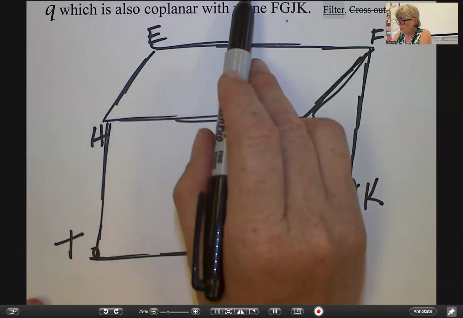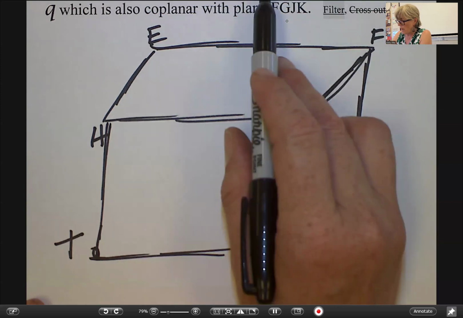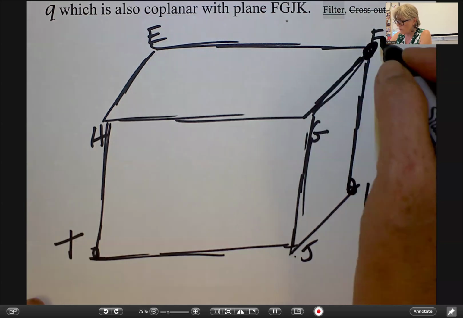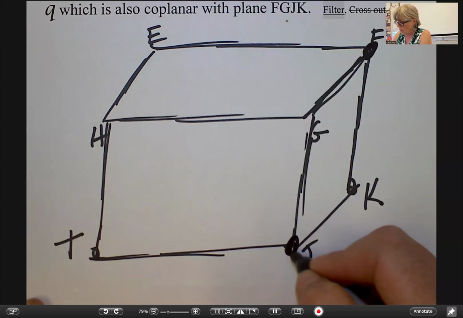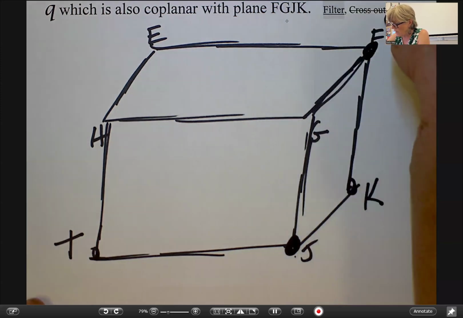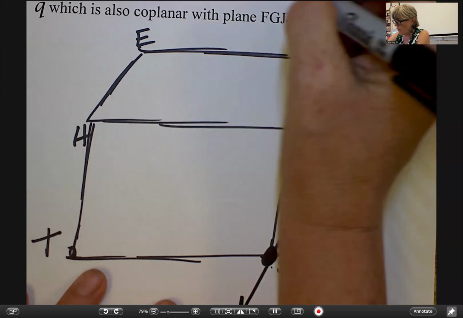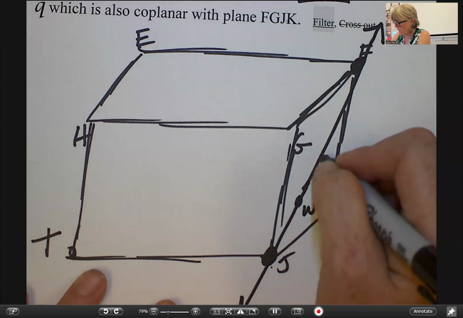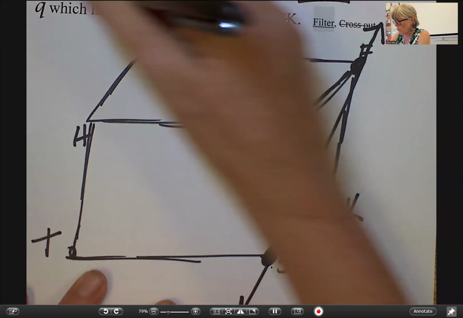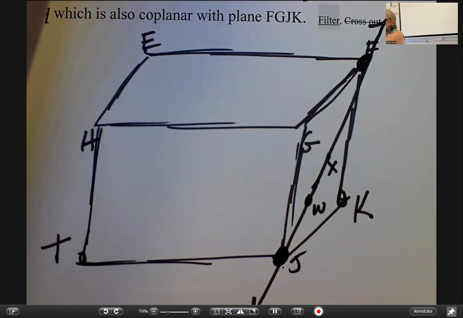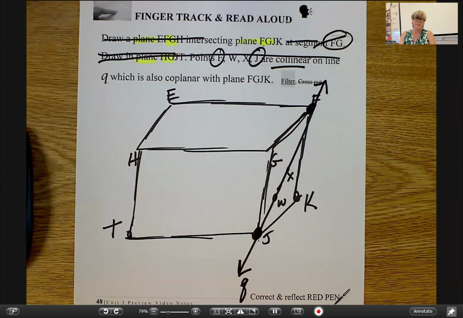It says points F, W, X, J are collinear. So notice F is right here. J is right there. Collinear means there's a line between them. And we have additional points, W and X, on those lines. We're going to call that line Q. You got a lot to correct, a lot to make notes. Get out your red pen, give it a shot.